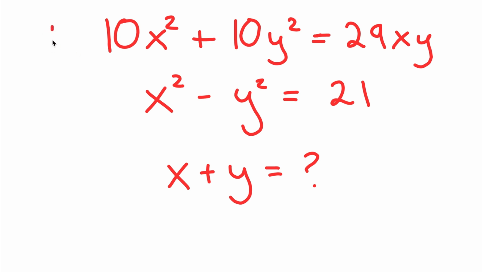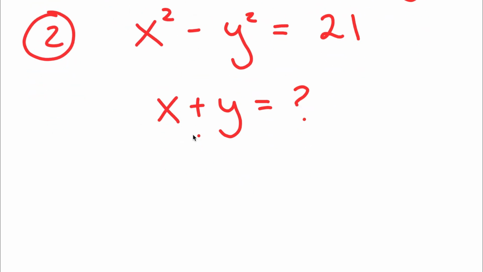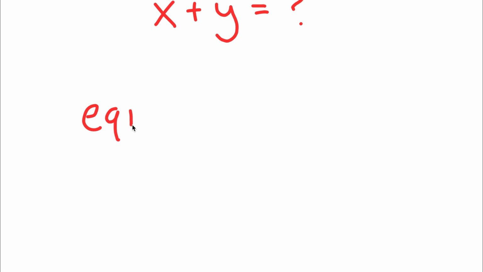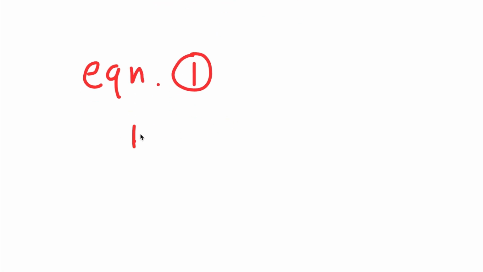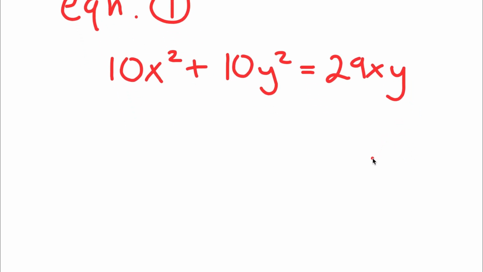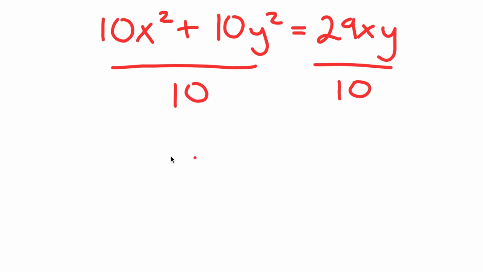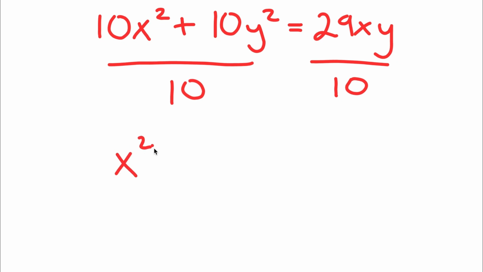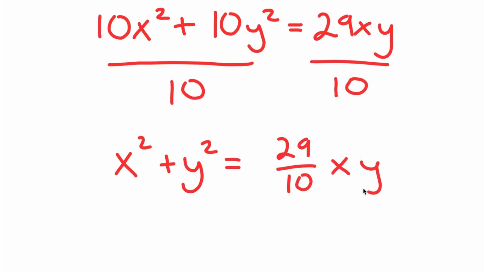I'm going to first start with my first equation over here. So equation 1, I have 10x squared plus 10y squared is equal to 29xy. What I'm going to do is divide both sides by 10. So I get x squared plus y squared is equal to 29 over 10 times xy.